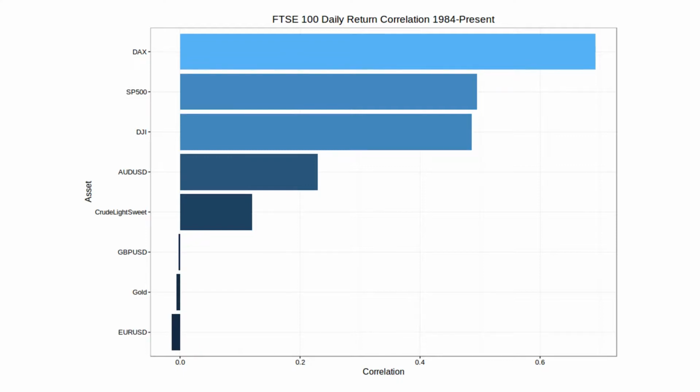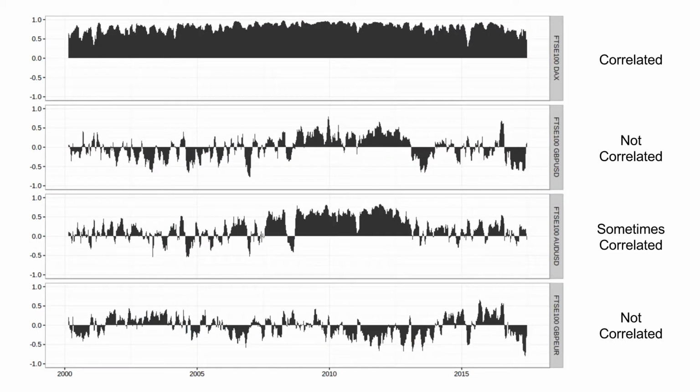So let's take a look at the correlations over time. So these are called rolling correlations. We slide a window over time and then we look at the correlation of the FTSE with various other assets. You can see the DAX correlation at the top is very strong and very consistent. But if we look at the correlation of the FTSE 100 with sterling versus the US dollar, there simply isn't a correlation there. Certainly not a stable correlation. And that correlation with the Aussie dollar versus the US dollar isn't stable either. But on the whole, it tends to be positive.